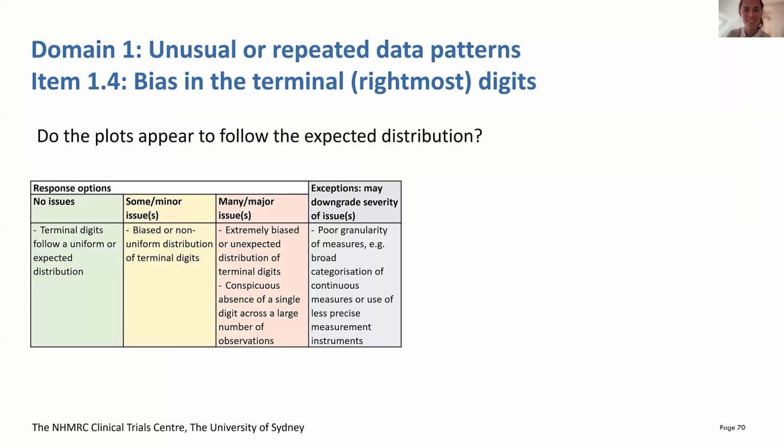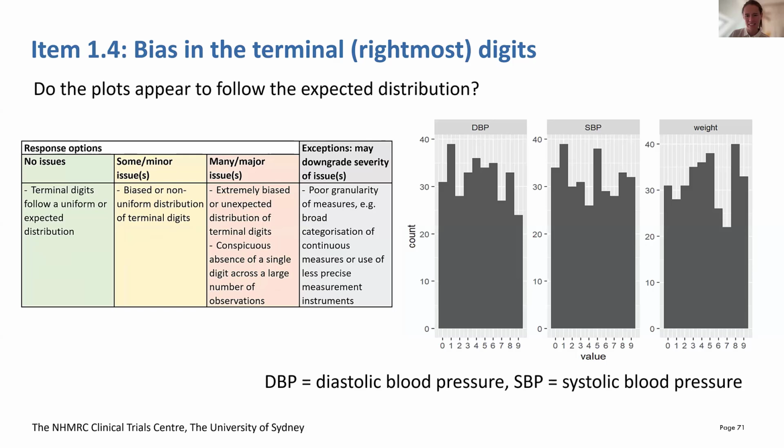Yes. The next one is in the domain: are there any unusual or repeated data patterns? We're again talking about the bias in the terminal digits that I already explained earlier. This whole idea of us being really bad at making up random numbers. So let's have a look at this example.